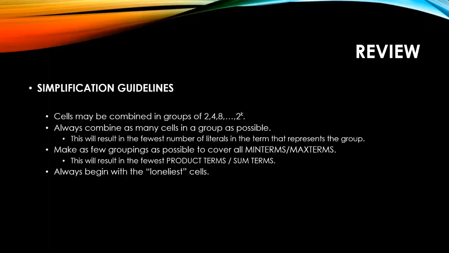We also discussed the guidelines in using kernel mapping. First, we need to start with the biggest group when we combine our product term or sum term. The group should be a group of 1, 2, 4, 8, or 16, so basically it is based on the power of 2 rule. The shape of the grouping should be a square or a rectangle, and the number of cells should be made bigger.